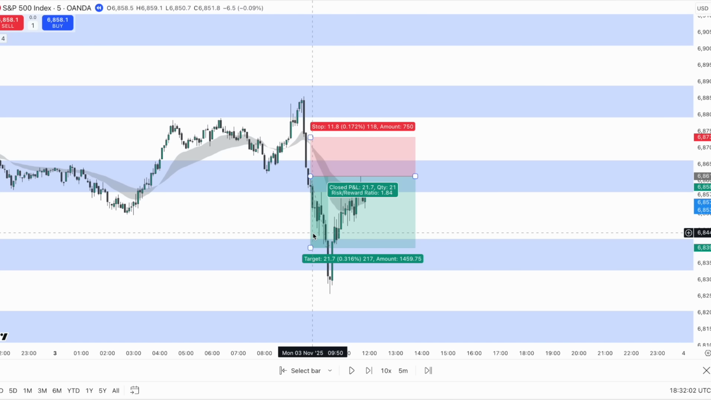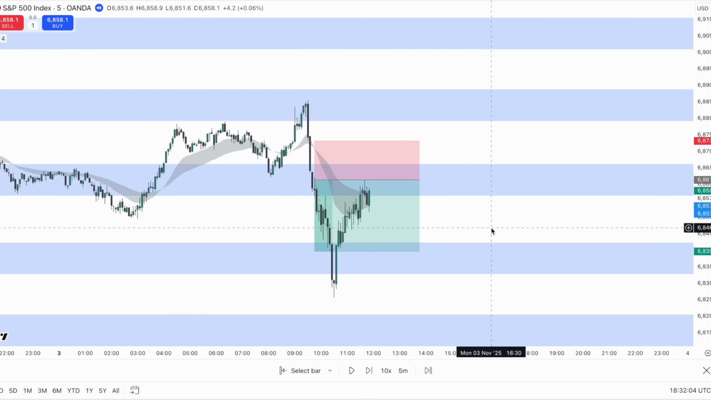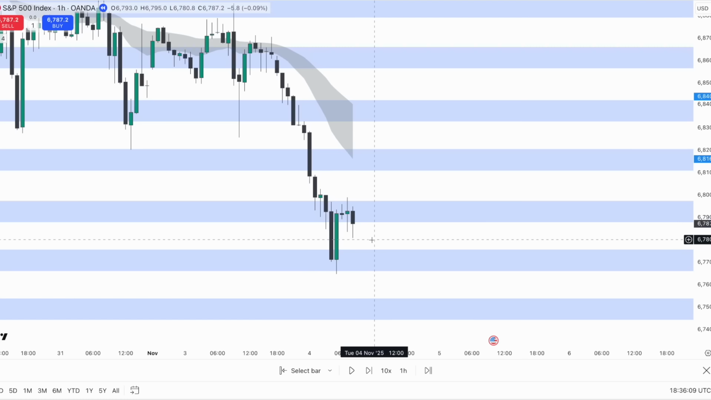And the price ended up moving straight to our target. That's our one successful breakout trade for the day, and we lock it in. That's it. Then we close our screens and wait for the next session. Now let's move on to Tuesday.